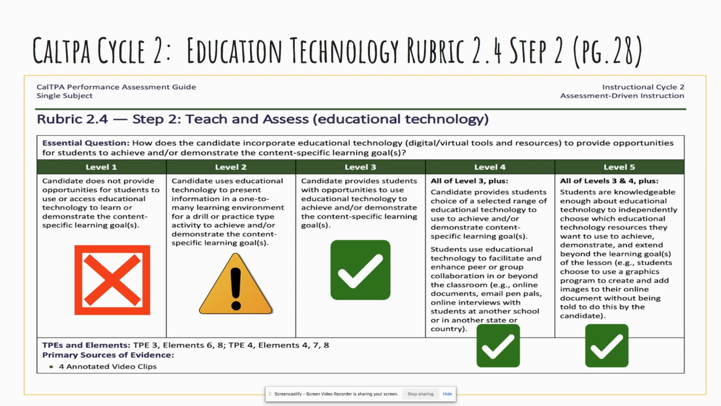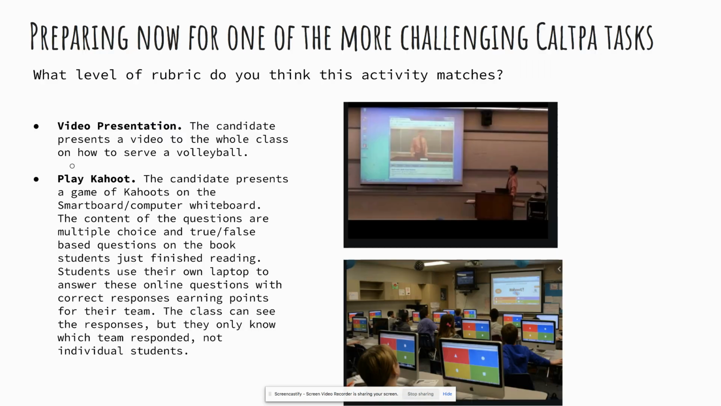Now, think about level 1 and 2. We don't want to not provide our students with opportunities to use or access. If they're just watching technology, that would definitely be a level 1. In level 2, they may be using the educational technology, but it's presented in a one-to-many learning environment to either drill or practice. So maybe they're just going on to Khan Academy and they're working through an activity and they're just practicing.